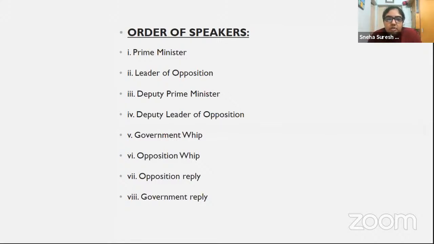Now, you must note that towards the end, when you have your summary statements and when you're giving your opposition replies or your government replies, you are not allowed to introduce any new arguments. What I mean by this is all previously made statements can be brought up again and summarized, but you can't state any new arguments in your summary statements.